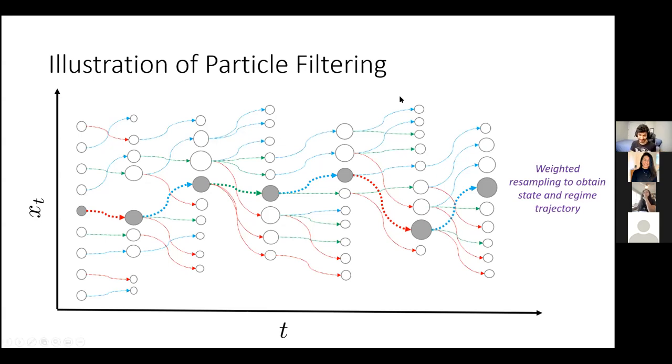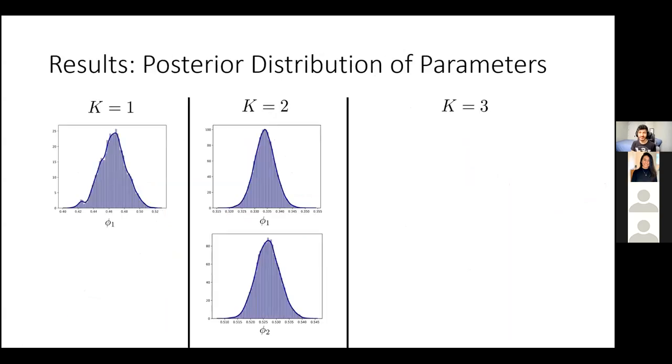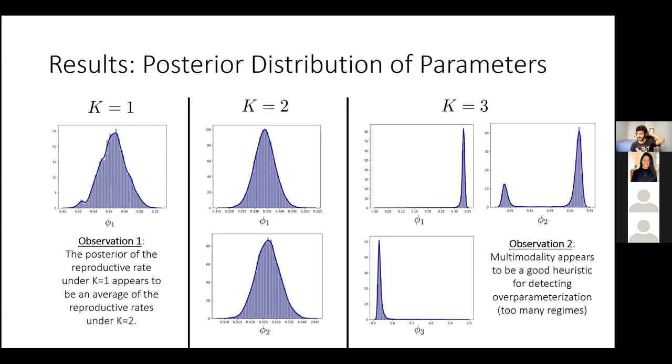So you mentioned this multimodality heuristic for determining when you've decided on enough regimes. Do you have any qualitative explanation for why this might happen? Because one case that I'd be interested in understanding is, why would phi 2 not just compete with only phi 3? Why would it split its attention between two modes? That is a really, really good question. And the reason is because we enforced monotonicity in the parameters. So we assume phi 1 is smaller than phi 2 is smaller than phi 3.